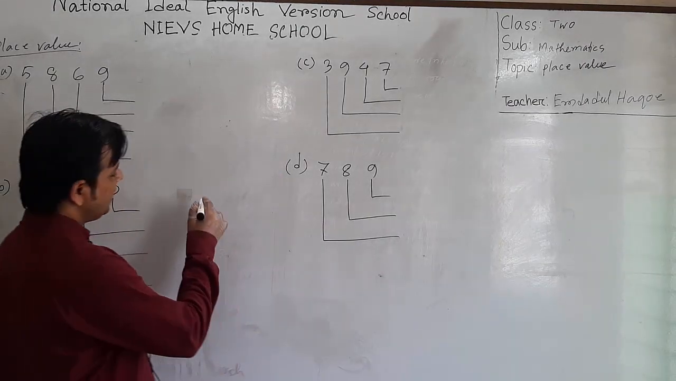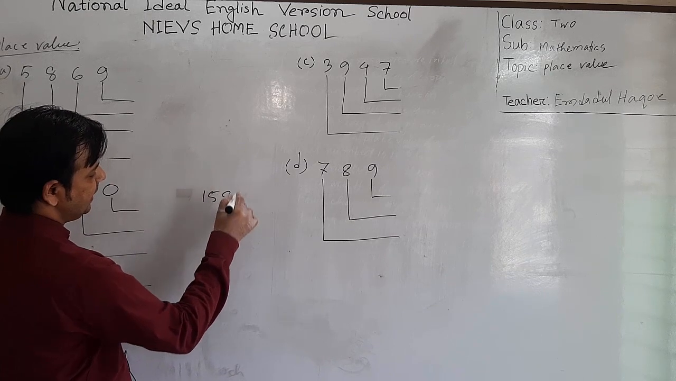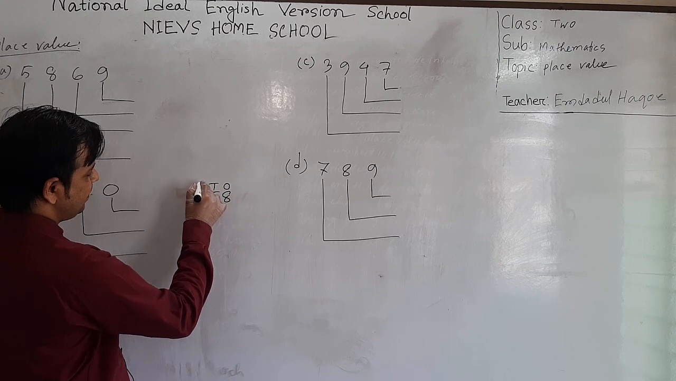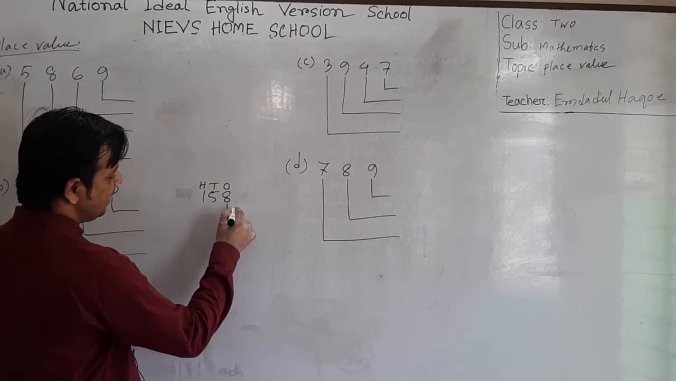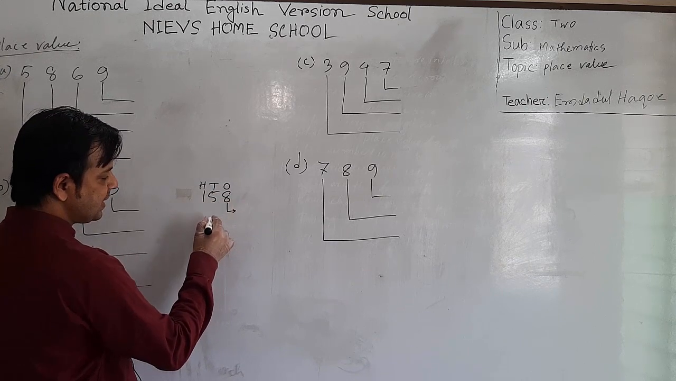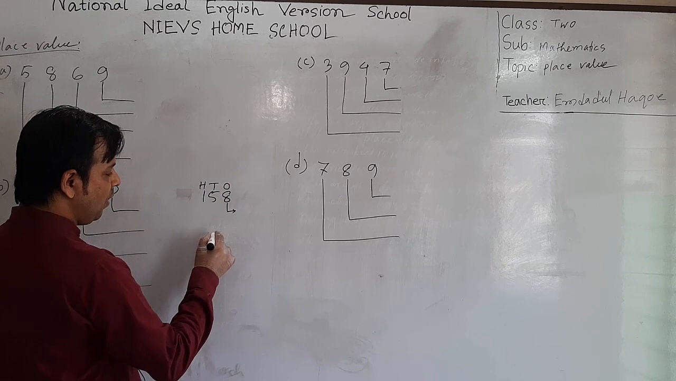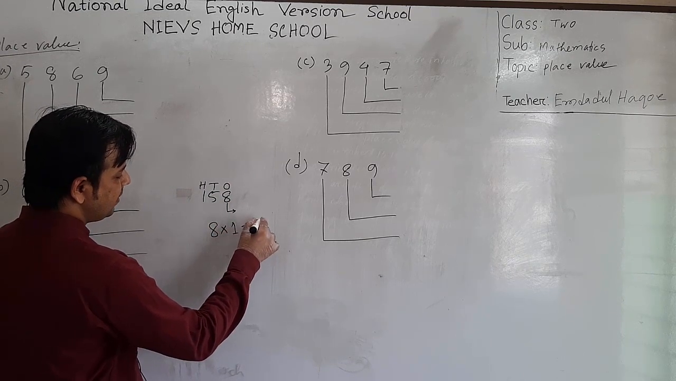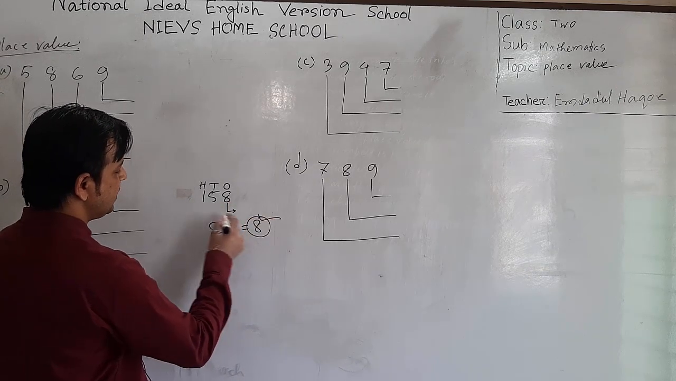Suppose I am writing a number, 158. This is ones place, this is tens place, this is hundreds place. So if we say the place value of 8 in this number, here the position of 8 is ones. So we have to multiply 8 by 1. We will get 8. So place value of 8 in this number is 8.